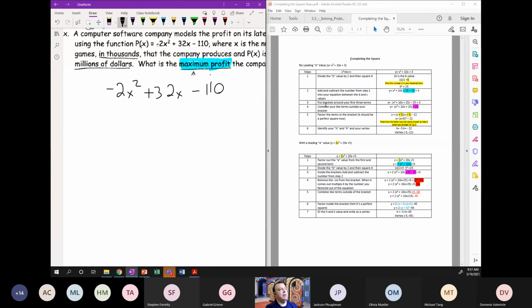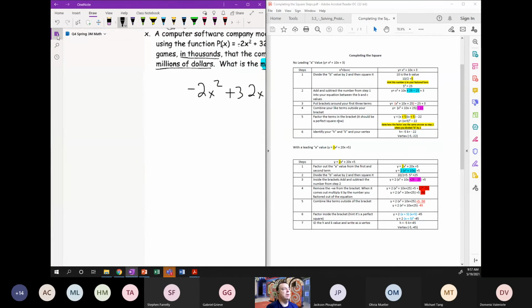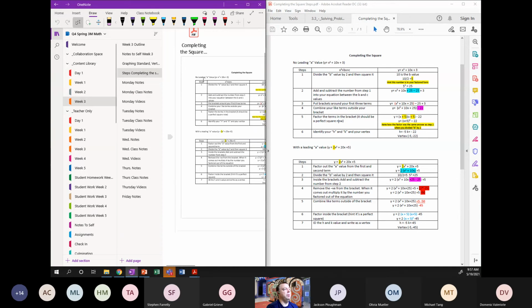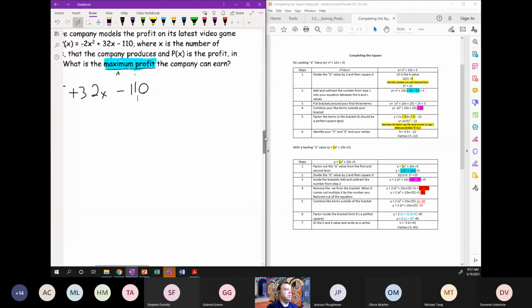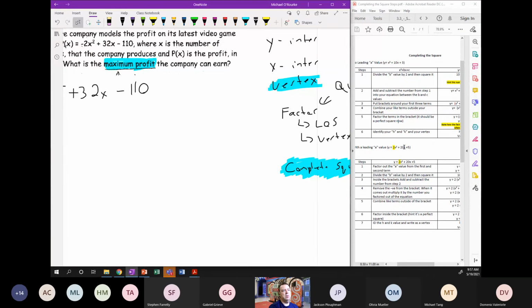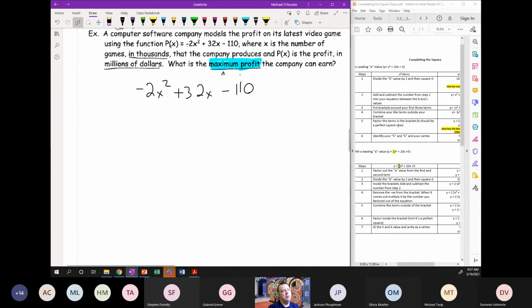All right. I think I sent this out to everyone. I think I'll also put it in here. So your completing the square notes is in here. I've completed the square with no leading a value, but we have a leading a value here. We have a number in front of our x squared. So I'm going to go here.